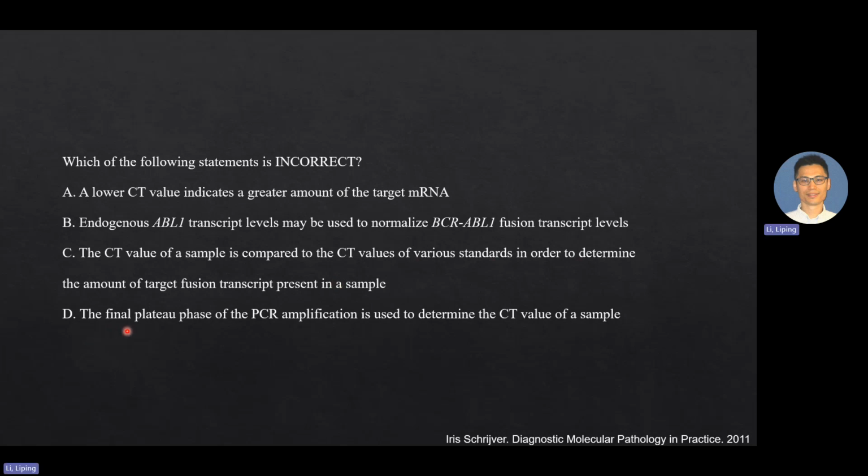And then the final plateau phase of PCR amplification is used to determine the CT value of a sample. We know that is not correct, because we look at where the amplification curve crosses our background baseline. Do you remember that blue line? So we use the amplification curve to cross with that baseline, and then we can determine the CT value.